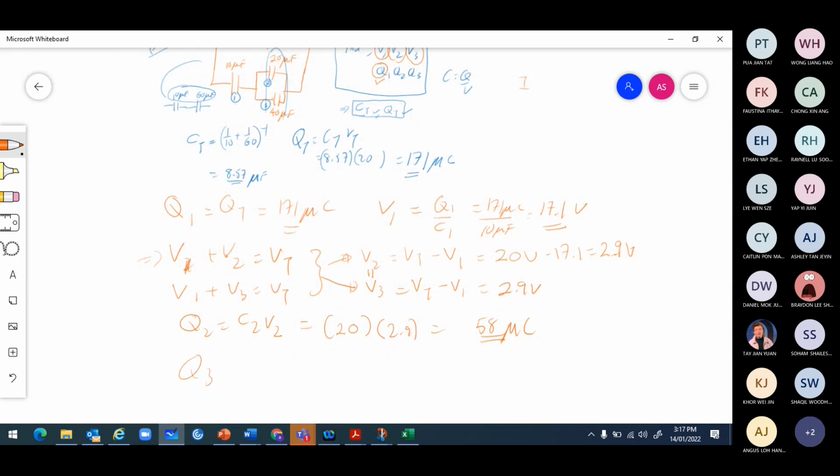And Q3 is C3 V3. C3 is 40 microfarad and the voltage of the third capacitor is 2.9 again. So 40 times 2.9, you get the answer: 116 microcoulomb.